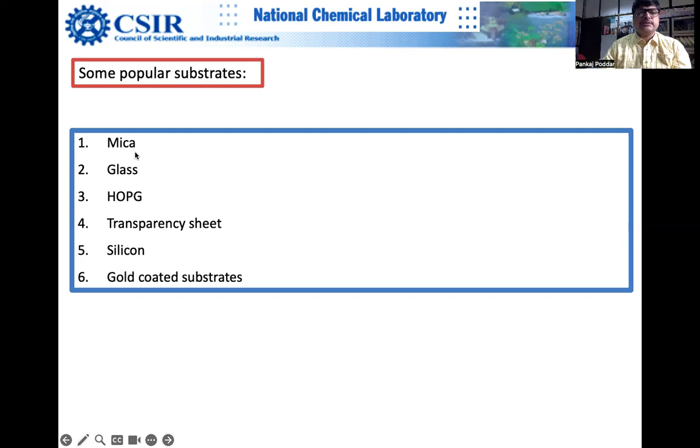Mica, as we know, is a layered material, and you can intercalate and de-intercalate some ions or molecules inside the layers. So it can be exfoliated just by sticky tape. You can remove one layer, and then you have an atomically flat, clean layer substrate, which can be used easily.